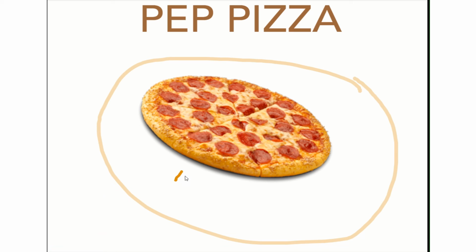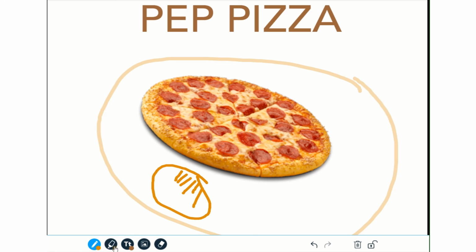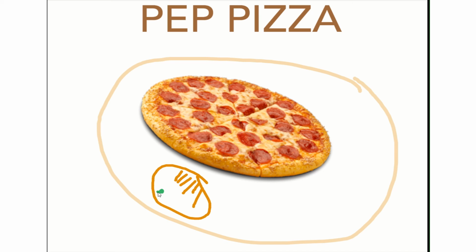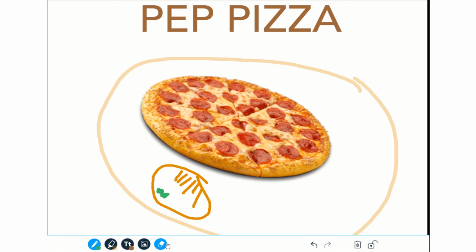Or maybe I want to add some French fries. On a plate. Or some broccoli. Oops. I have to undo that. If I made a mistake, I can press the back button like that.